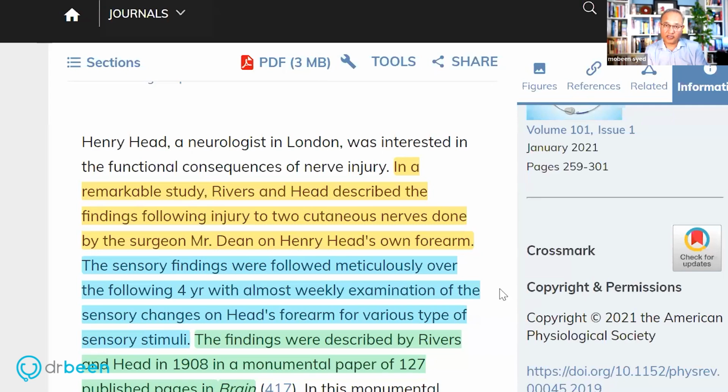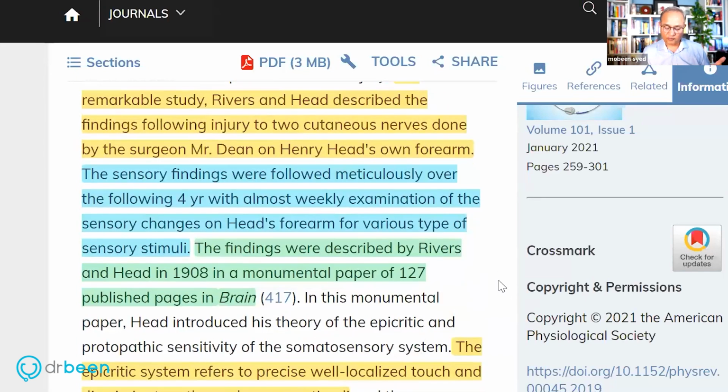So Henry offered his own cutaneous nerves. Cutaneous nerves are the nerves that supply the skin. He offered them because then they could touch the skin or change the temperature, and write down what the feeling or the senses are. So in a remarkable study, Rivers and Head described the findings following injury to two cutaneous nerves done by the surgeon, Mr. Dean, on Henry Head's own forearm.